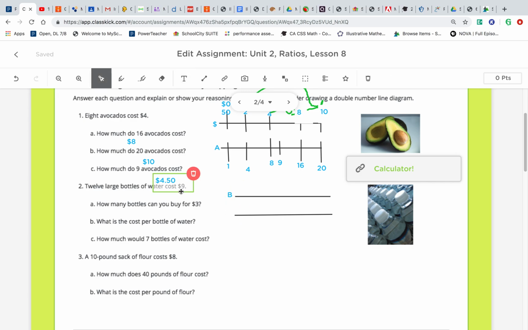And then the cost, the money. So the other line needs to involve money. It does not matter which line you put on the top or the bottom. It makes no difference. You just need to make sure that both of the items being discussed are included. They have their own number line, right?